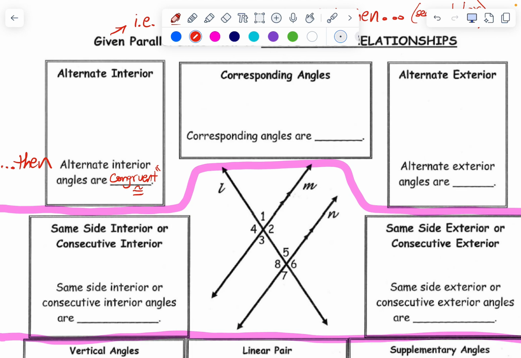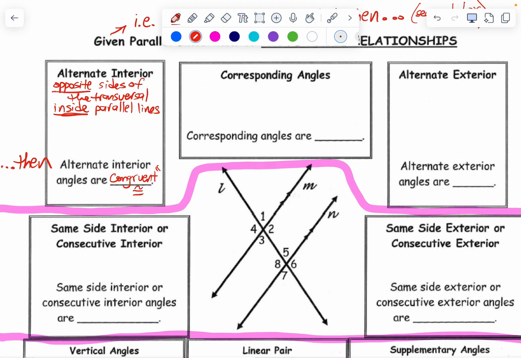Let's define what they look like. They are on opposite sides of the transversal, inside parallel lines. Which line down here is our transversal? They're labeled L, M, and N. Which one is the transversal? L. M and N are parallel.